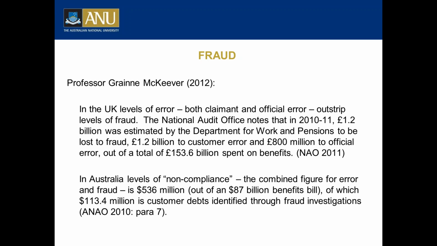Now, she talked about Australia. The combined figures for error and fraud is 536 million out of 87 billion, of which 113 is fraud. So again, that's relatively consistent with the UK position she talked about. Yeah, so that's just interesting.